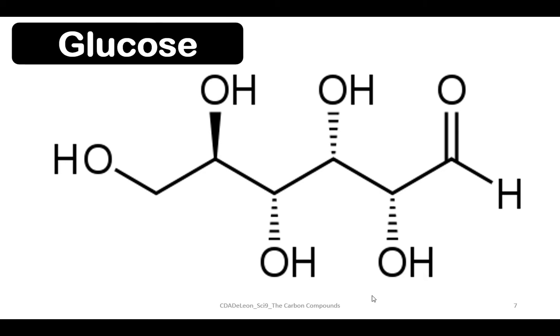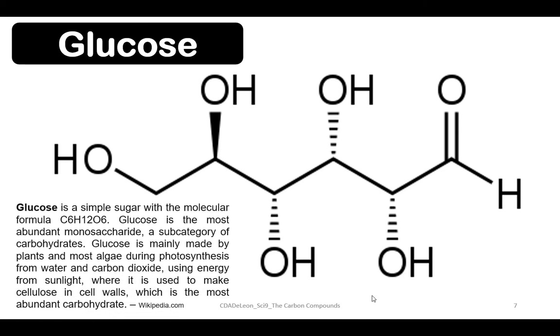This compound is what we call glucose. So glucose is a simple sugar with the molecular formula of C6H12O6. Glucose is the main player in both processes, photosynthesis and cellular respiration. Glucose is the most abundant monosaccharide, a subcategory of carbohydrates. Glucose is mainly made by plants and most algae during photosynthesis from water and carbon dioxide, using energy from sunlight, where it is used to make cellulose in cell walls, the most abundant carbohydrate.